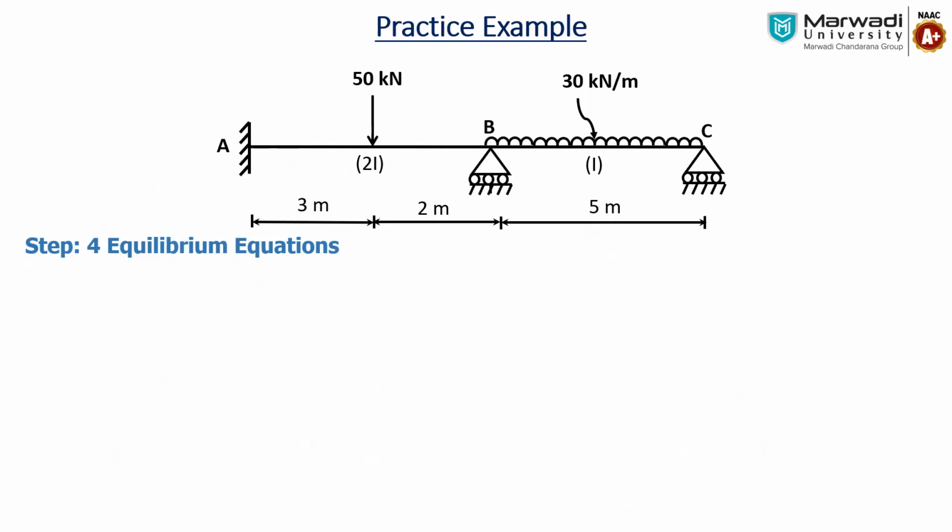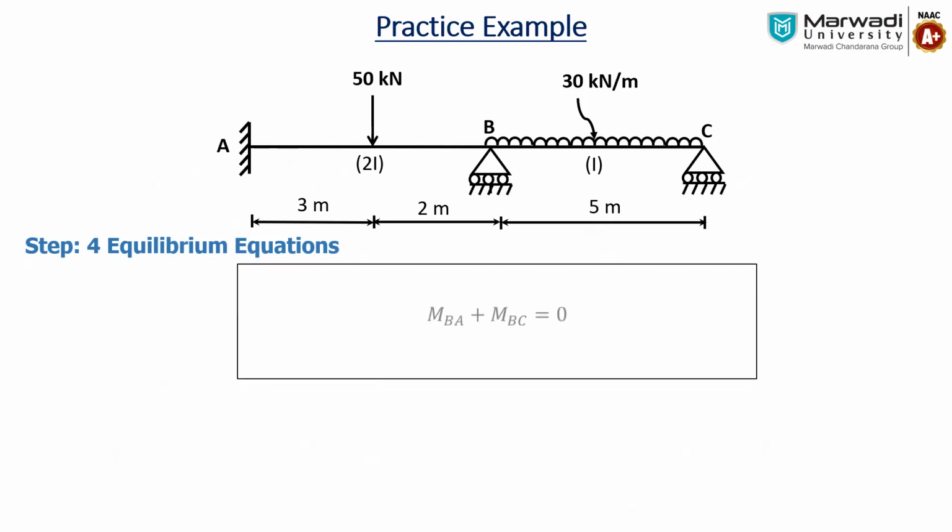The first unknown is theta B, that is the rotation at B. So with respect to rotation, we have to take the summation of the moments at that joint. How many members are connected at joint B? There are BA and BC. So the summation of the total moment at joint B is equal to 0. So the equation becomes MBA plus MBC equals 0.